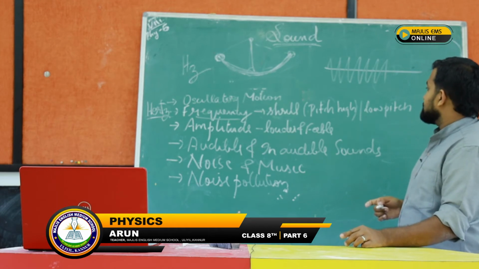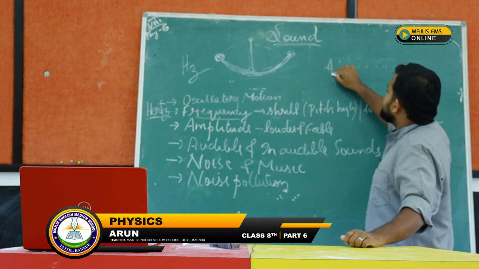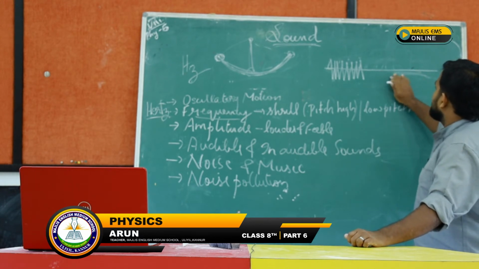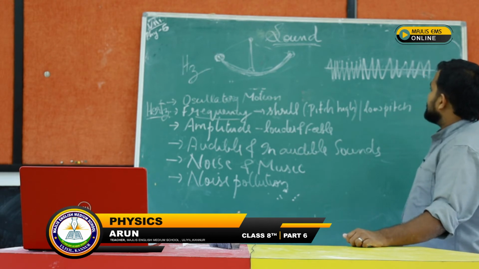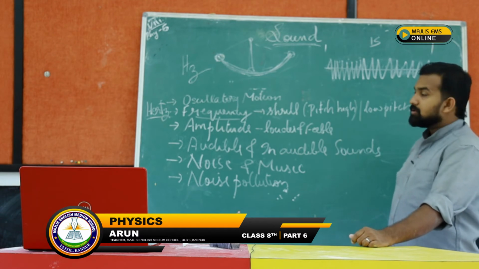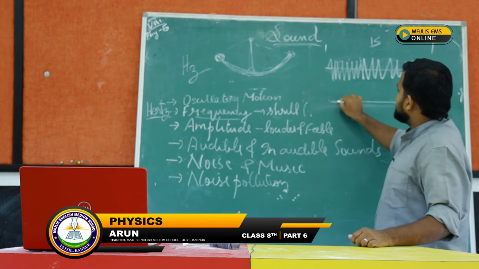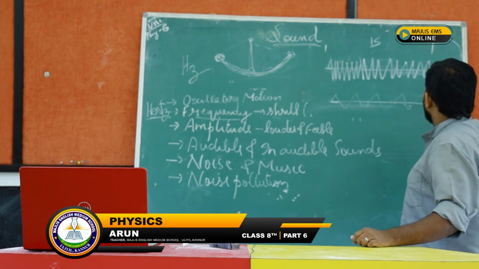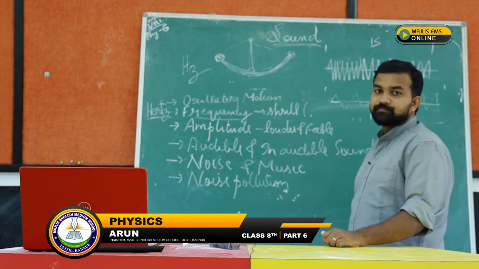Is that clear? Okay, so now let me say one thing. The number of oscillations in unit time is called frequency, I have told you. This is one sound produced by an object, in 1 second, from here to here it is 1 second. And this is another sound produced by another object, like this, in 1 second.